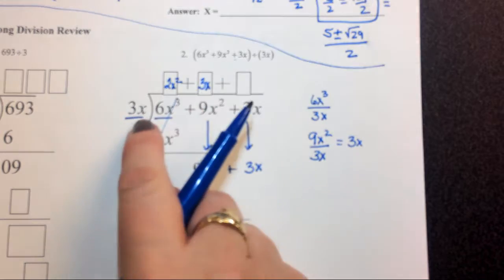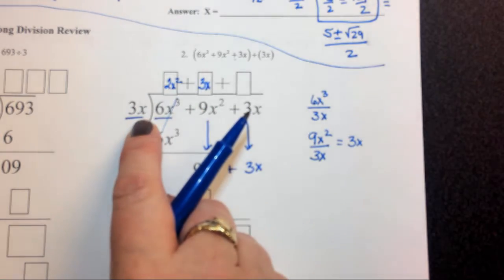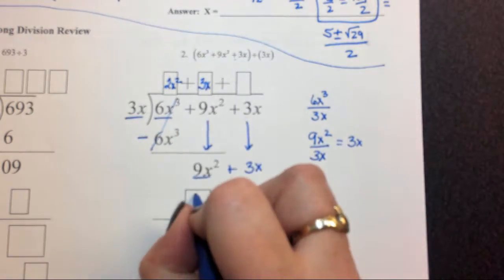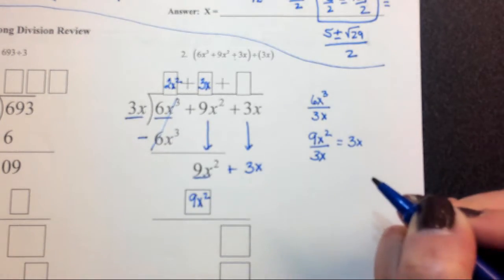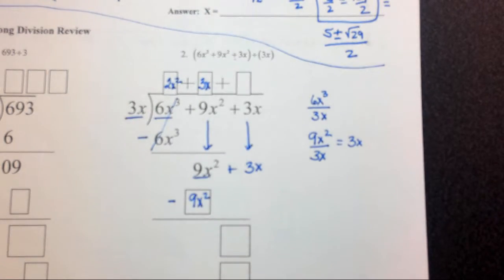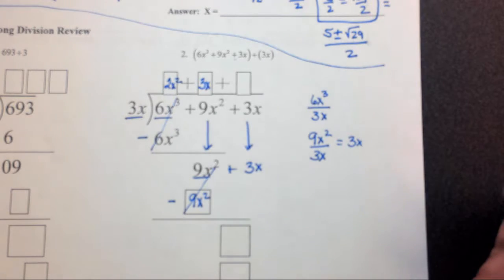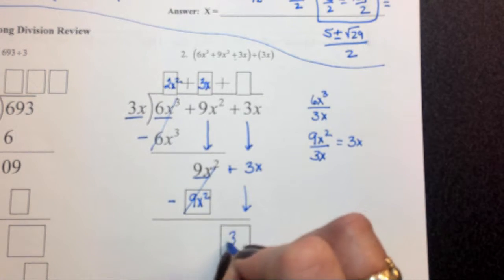So what am I going to do with the 3x and the 3x? I'm going to have to multiply. 3x times 3x is a 9x squared. And remember, I'm going to subtract again. So the 9x squares go away, and again, I'm going to bring down my 3x.